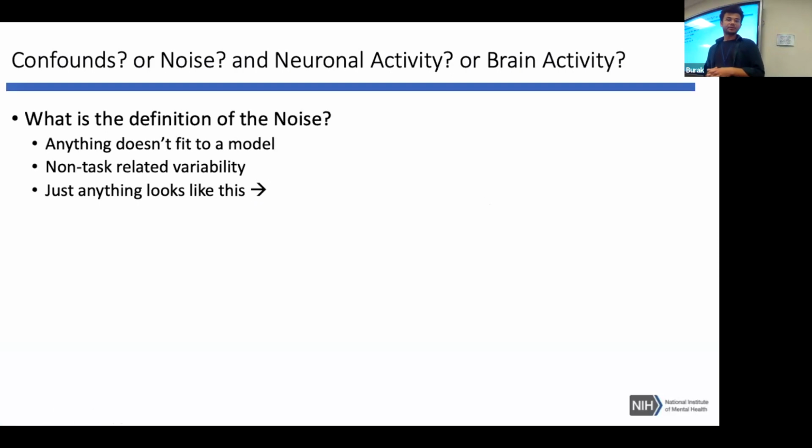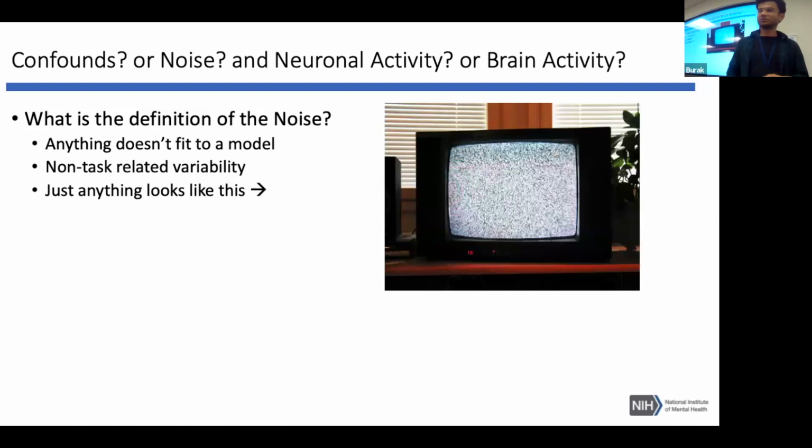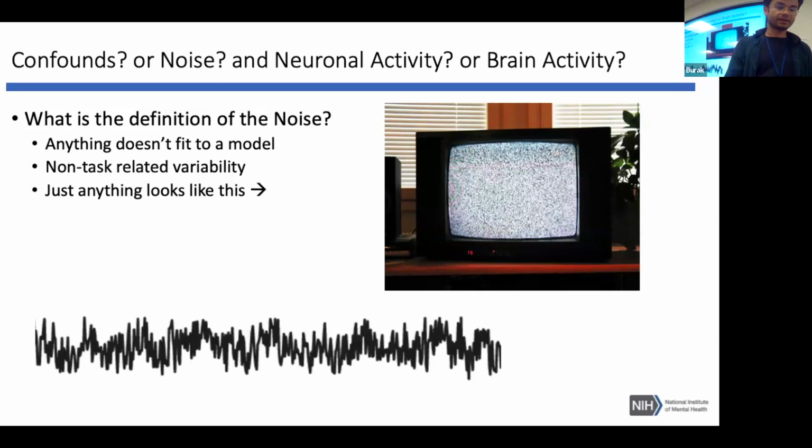Actually, I want to ask people in here, what is the definition of noise for you? Is it something that doesn't fit the model? If you're working on task fMRI, is it non-task-related variability, or something that just looks like this? If you're familiar with old CRT TVs, a bunch of salt and pepper noise. So it depends on what you're working on. In fMRI, we work on time series that look like this, but we tend to like things that change smoothly, up and down, that we can understand, pleasing to the eye.